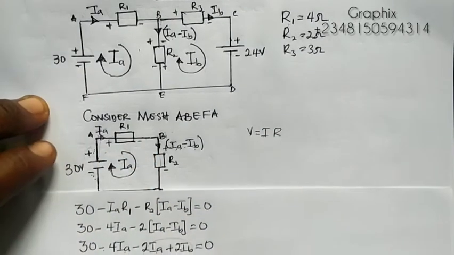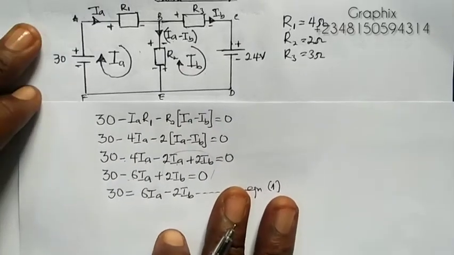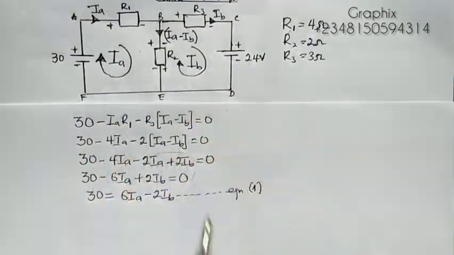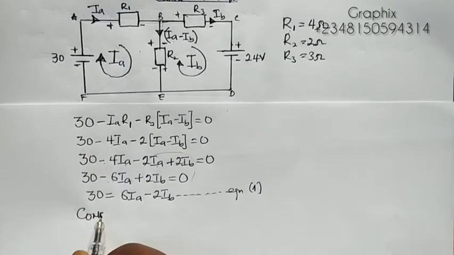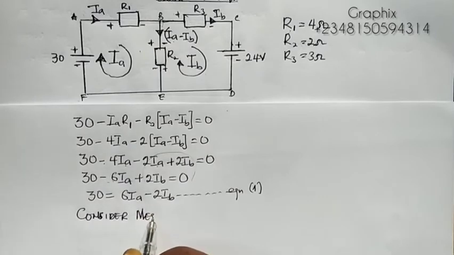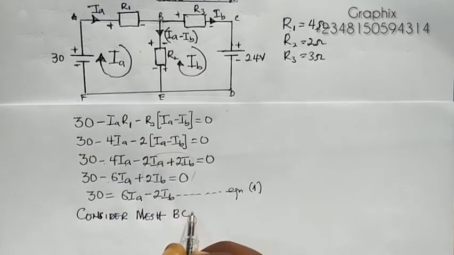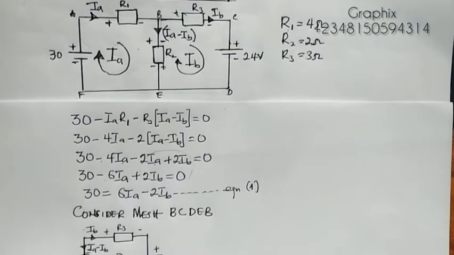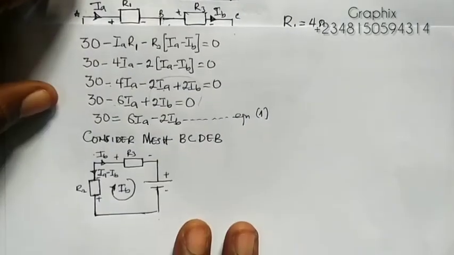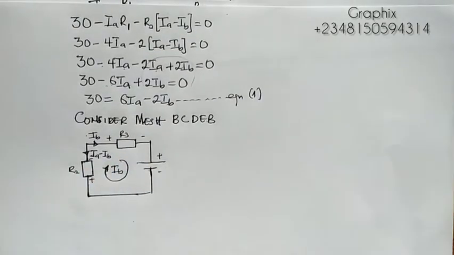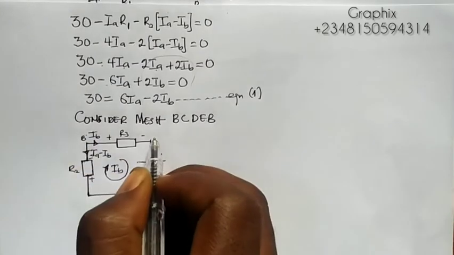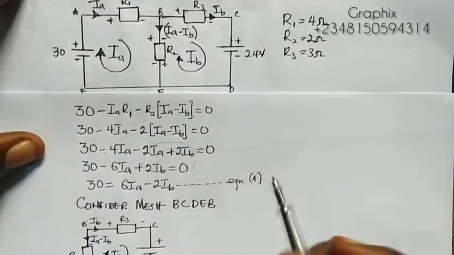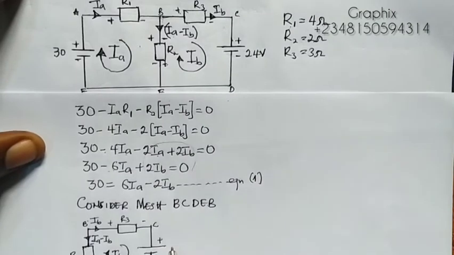Now the next one we want to consider is mesh B, C, D, E, B. So B, C, D, E, B will look something like this. This is what we are having, so I've drawn out our mesh. If you compare it with what we had earlier, this is what I just drew out, and this is my 24 volts here.